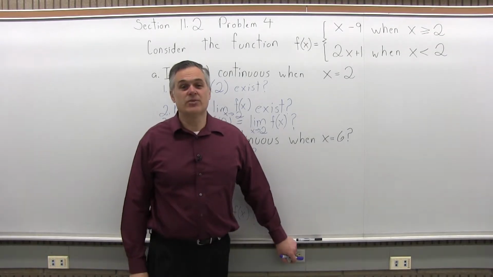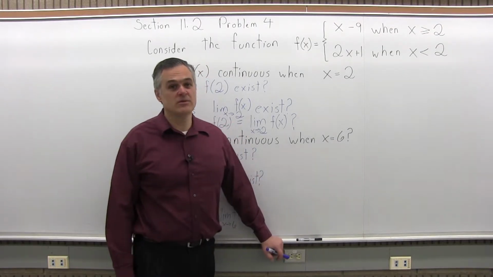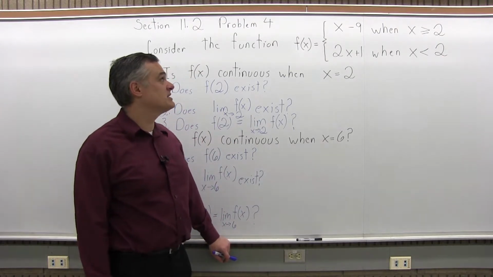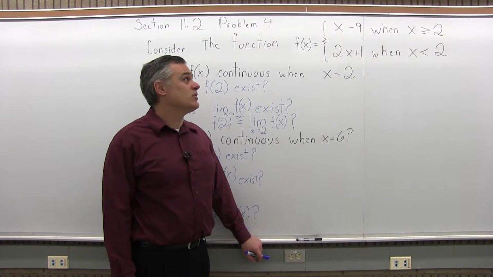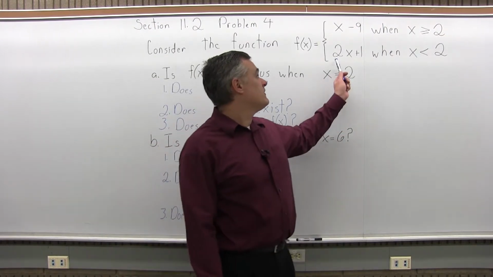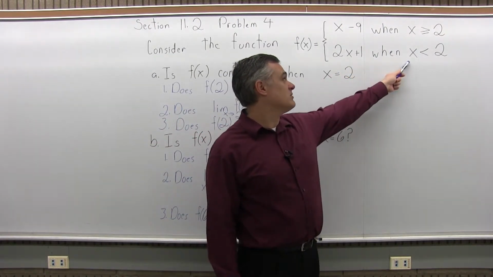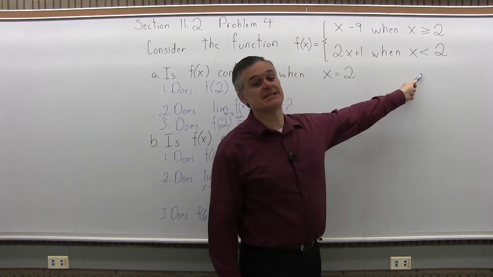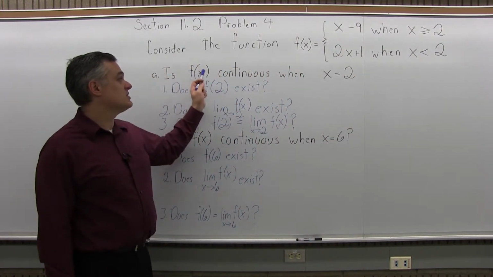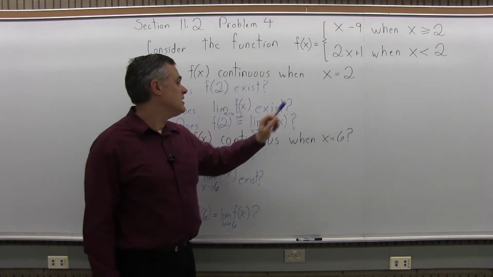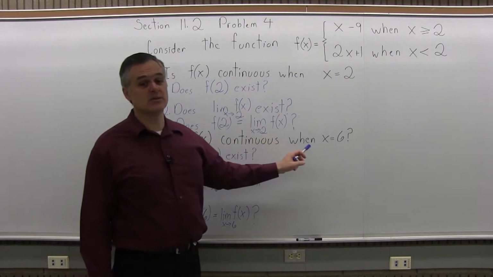This is Section 11.2, problem number 4. It says, consider the function f of x equals x minus 9 when the input is greater than or equal to 2, and f of x equals 2x plus 1 when the input is less than 2, or x is less than 2. And we want to determine if this function is continuous when x equals 2, and also if the function is continuous when x equals 6.